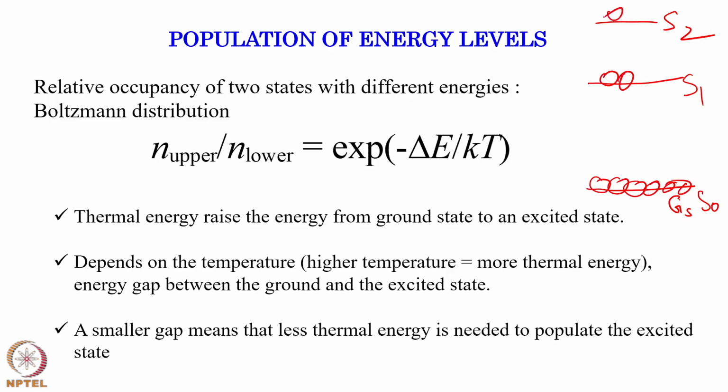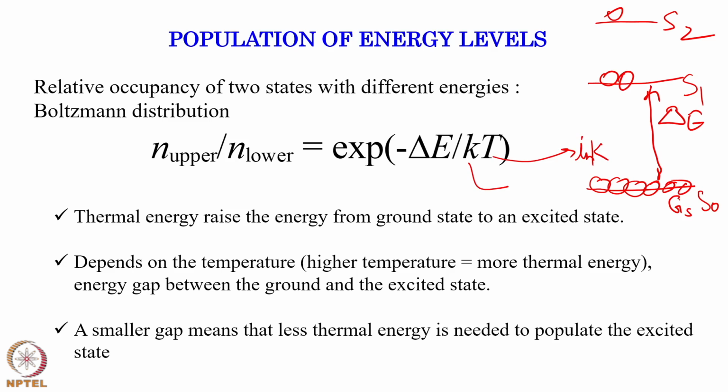That is distributed according to a formula or distribution concept called the Boltzmann distribution. It says that the ratio between the upper and lower state depends upon the delta E between the upper state and the lower state, and on the temperature. T is the temperature in Kelvin, and this is the Boltzmann constant. So the particles are distributed according to the Boltzmann distribution.